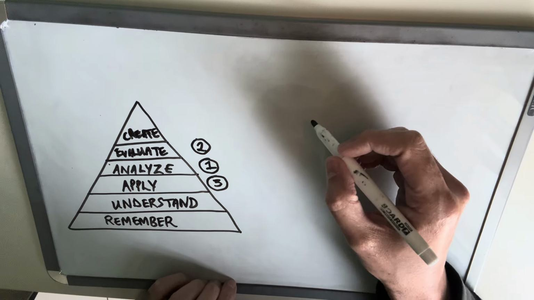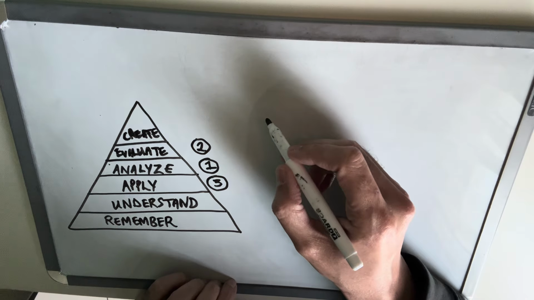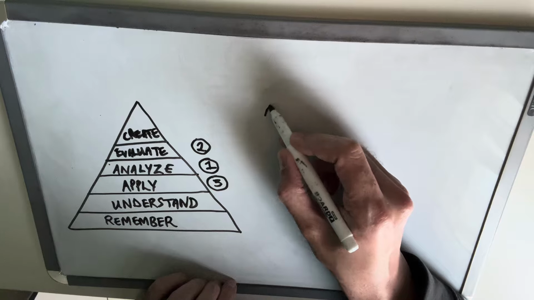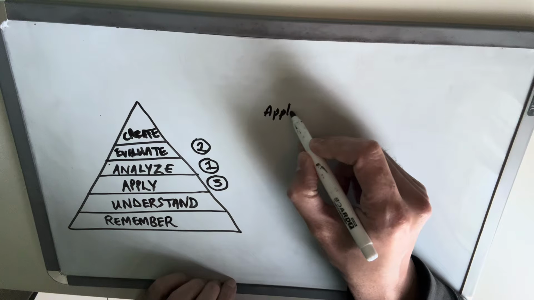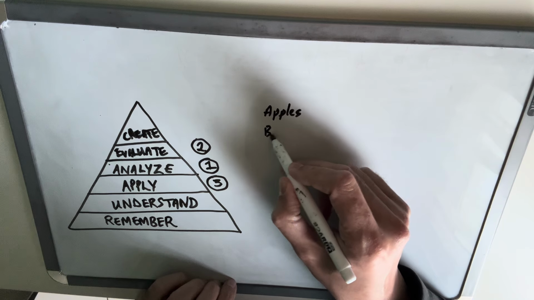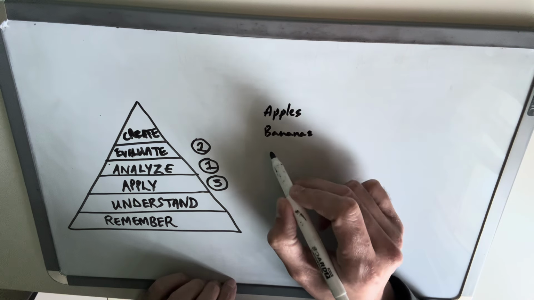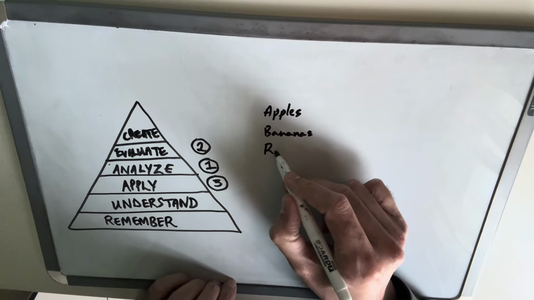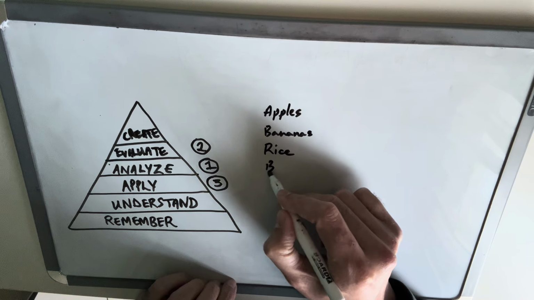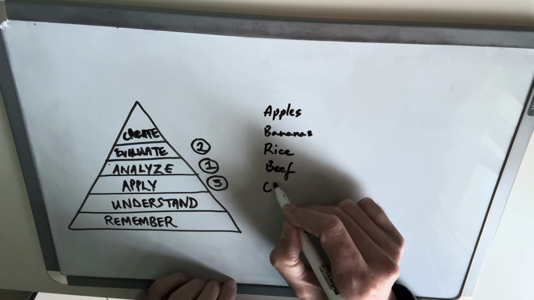And if we look at the items of food which we have to learn, let's say we have these items. So you have apples, bananas, then you've got rice, beef, and chicken.